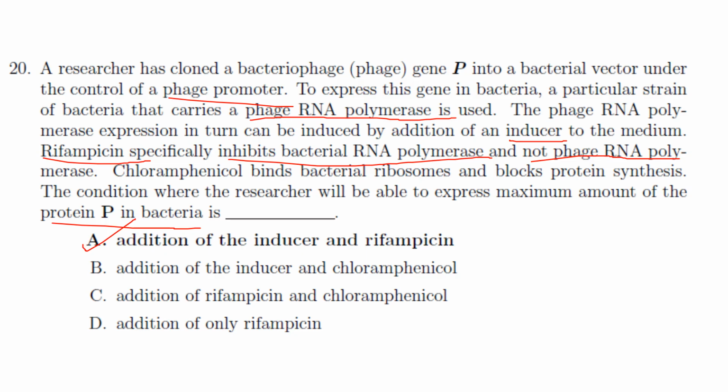Addition of inducer and chloramphenicol. You are adding chloramphenicol, bacterial ribosomes will not be active. They will block protein synthesis. You will not get expression of protein P. So B is not correct. Addition of rifampicin and chloramphenicol. Rifampicin will inhibit bacterial RNA polymerase. Then no protein synthesis because chloramphenicol is there. So that is also not correct. Addition of only rifampicin. It will block bacterial RNA polymerase, but there is no inducer to activate phage RNA polymerase. So naturally you will not get maximum expression of P.